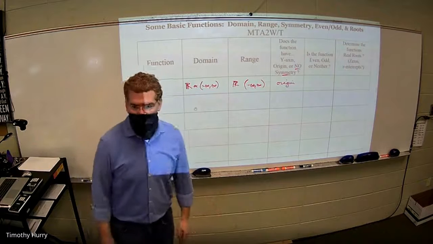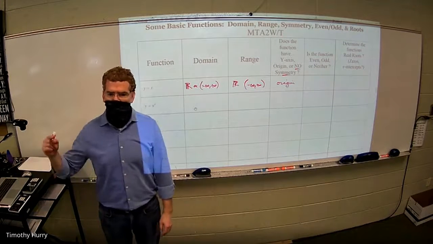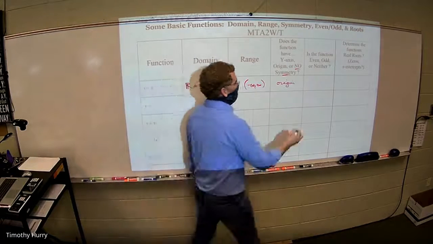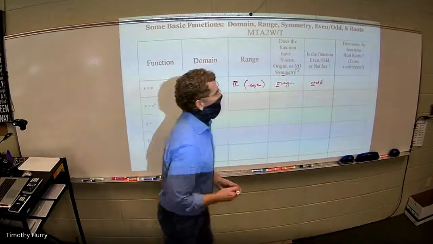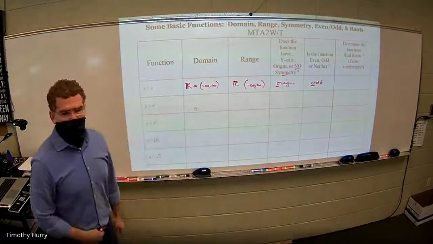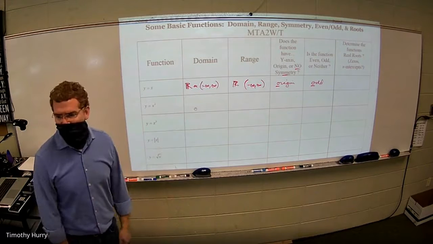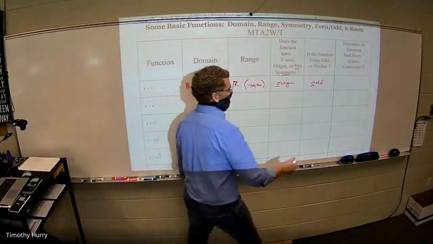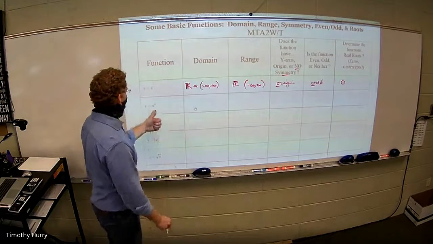Odd. How do I know it's odd? Because it has origin symmetry. Origins are always odd, right? Which hopefully is easy to remember with the O's. And then determine the function's roots, real ones. Where does this one cross the x-axis? At 0. The y equals x squared graph, domain.